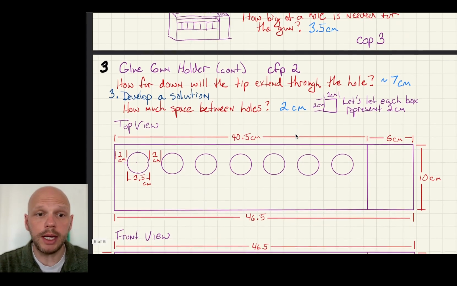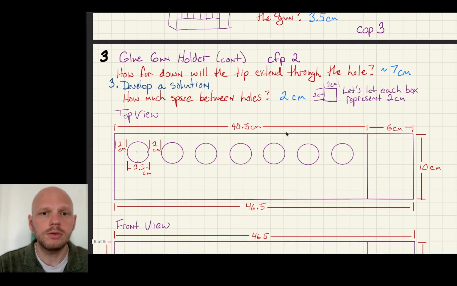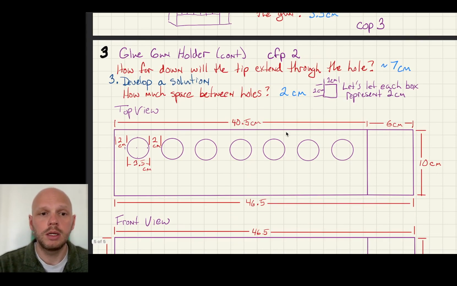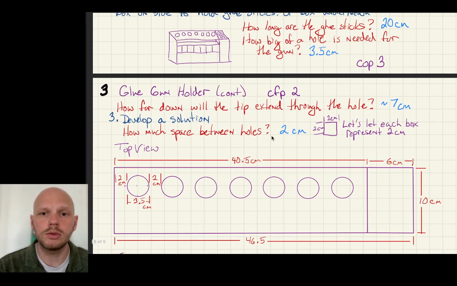So now I'm going to do my 2-scale technical drawing. I'm going to pretend like each of these boxes on my graph paper is 2 centimeters. So if I do that, then I can draw this to scale. So I drew a circle here that looks like it's about 3.5 centimeters. So it's just a smidge less than 2 boxes in width, which would be 4. So that's about 3.5 centimeters. And I've got 1 box basically between each of the holes, which remember 1 box is 2 centimeters. So that gives me my 3.5 centimeter hole and my 2 centimeter spacing.